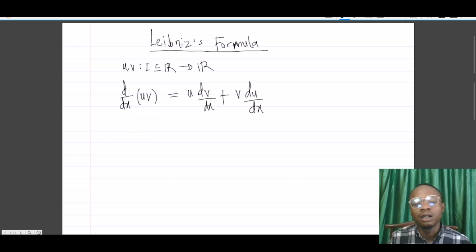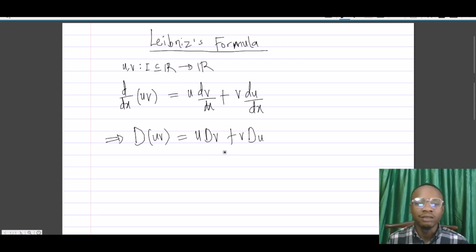So that means that basically we already know the derivative of uv. It is going to be u Dv plus v Du. That is, we're using this notation now. Instead of writing d/dx, we're writing the big D. So instead of writing the derivative with respect to x of v, we write Dv. Instead of writing the derivative with respect to x of u, we write Du. So that is basically what it is for the first derivative.